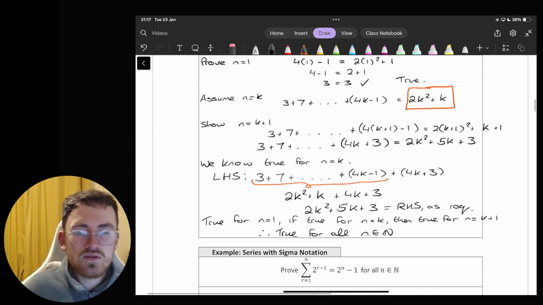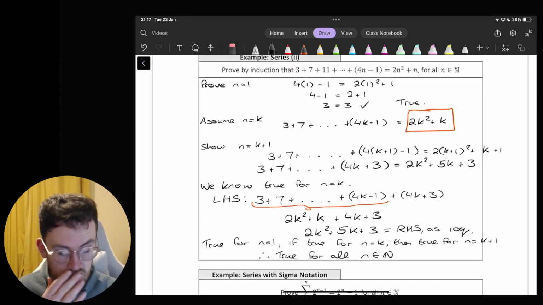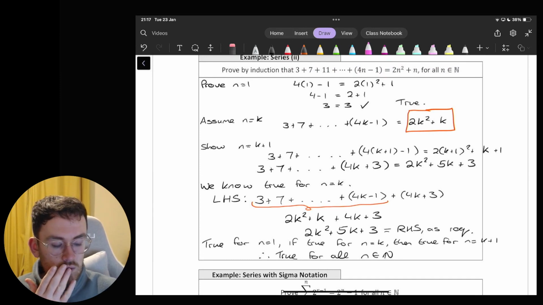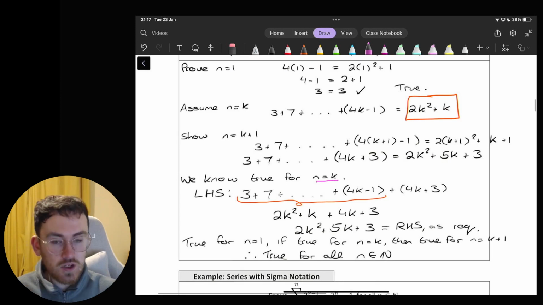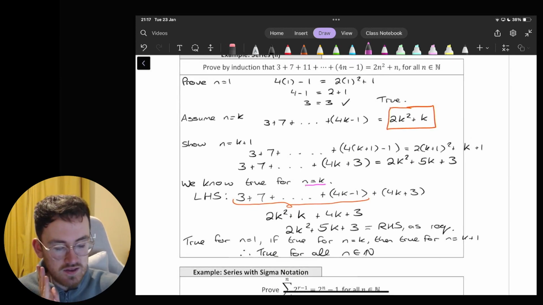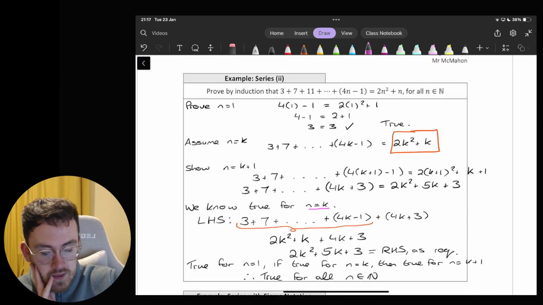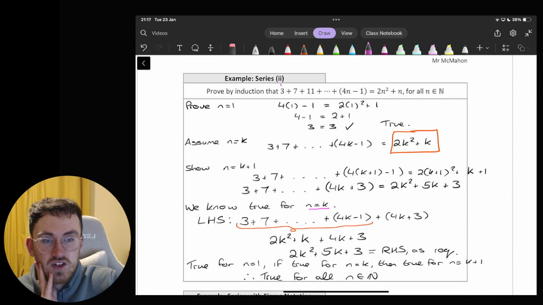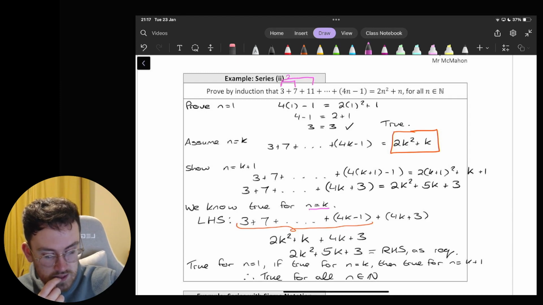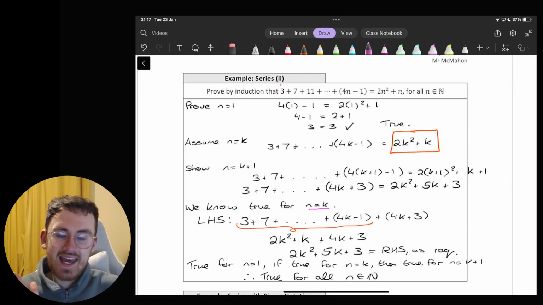This one raises a particular point about the way that I'm saying we know it's true for n equals k. What I mean by that is the sum up to the kth term. When I'm saying n equals 1, I'm essentially saying the first term, which is 3. When n equals 2, I'm saying the sum of the first 2 terms. When n equals 3, I'm saying the sum of the first 3 terms. So by saying n equals k, we're saying we know the sum of the first k terms.